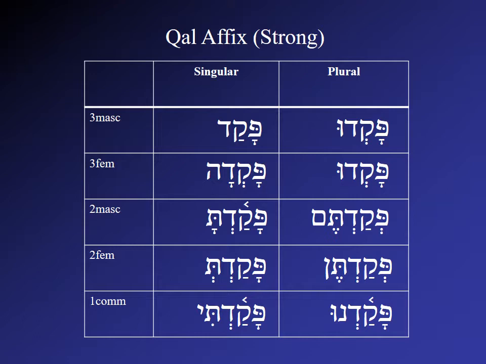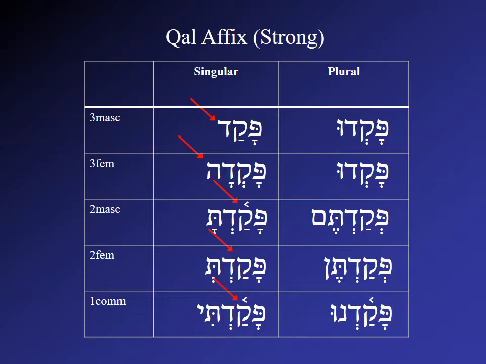Now, the Qal affix you have seen before. It is indicated by this qamets in the first syllable. In our old friend pakad, you see the qamets there. You also see it in the third feminine, second masculine, second feminine, and first common singular, as well as the third common plural and the first common plural. Now, you will notice that in the second masculine plural and second feminine plural, you do not have a qamets in the first syllable, but rather you have a shwa. Now, the reason for this is about the location of the accent. So, pakad, the accent is on the second syllable. Here, pakdah, pakadta, the accent has retracted to the second syllable.